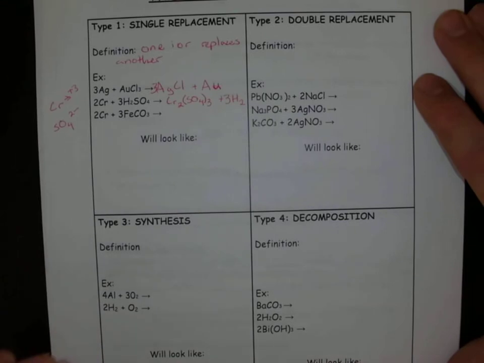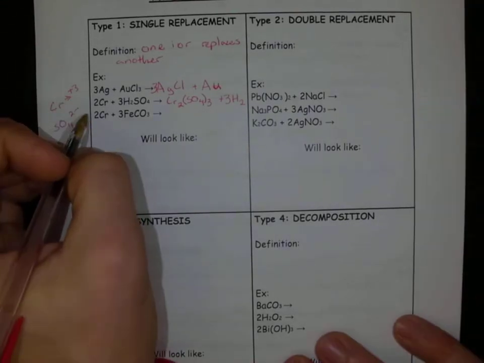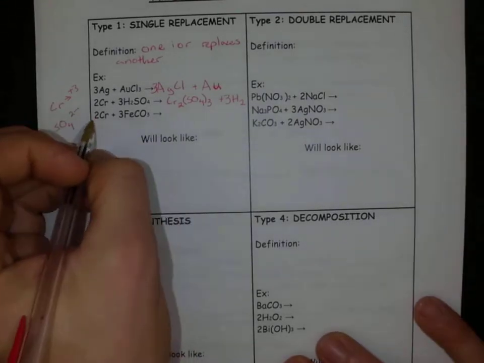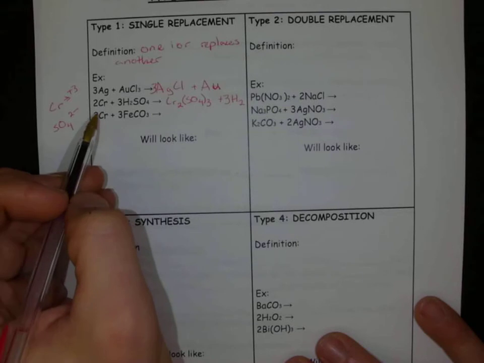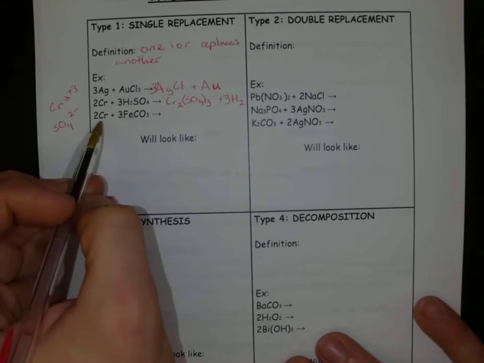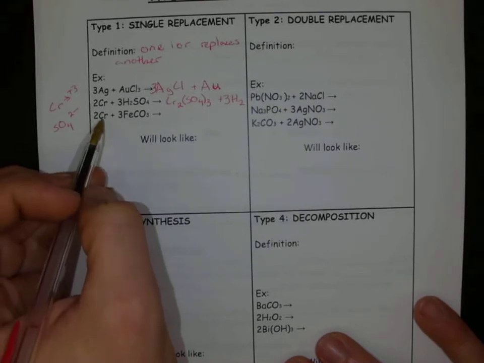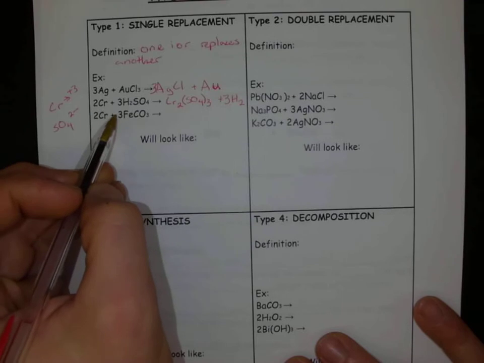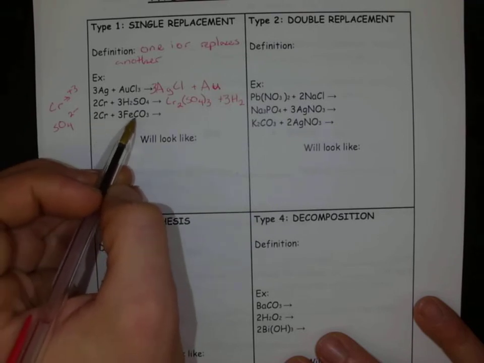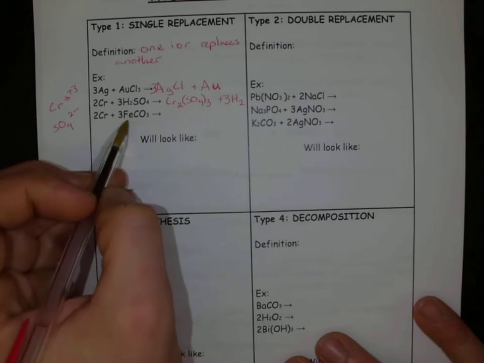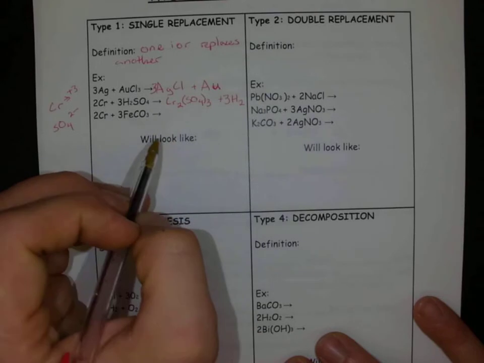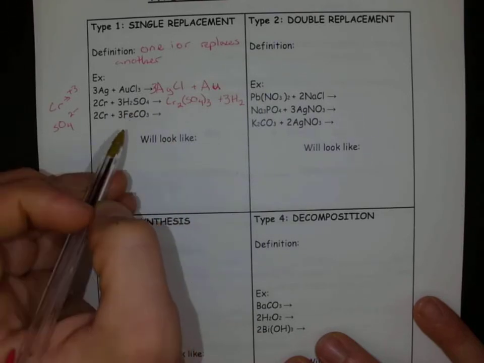So back here to our single replacement. Now let's look at this next one. Again, we need to identify the element that's going to get kicked off. So chromium, again, is going to form a positive charge. It's a metal, so it's going to kick off the positively charged metal that's in this iron carbonate. So this is iron that's going to get kicked off.